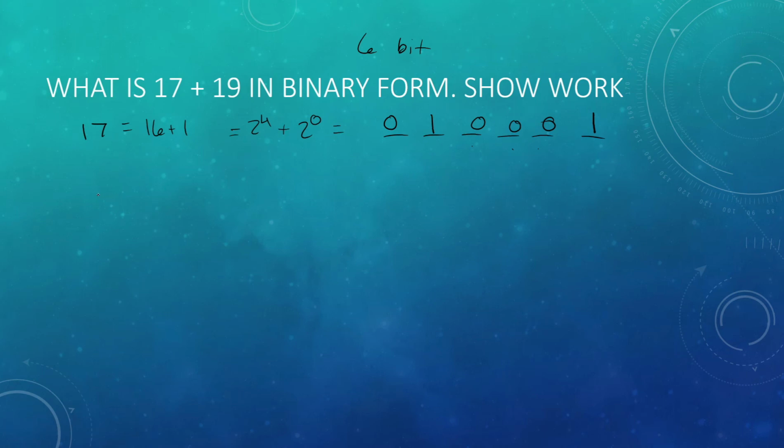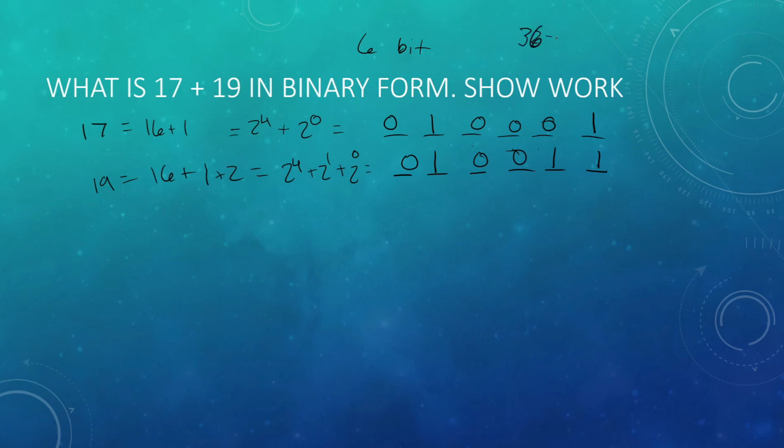Let's do 19, which is 16 plus 1 plus 2. It's 2 to the 4 plus 2 to the 1 plus 2 to the 0. 1, 2, 3, 4, 5, and 6. 1, 1, and 1. So what should that answer be before we even start? So it's 19 plus 17 equals 36.